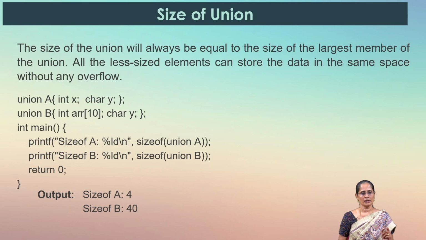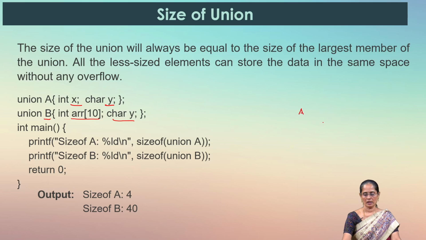I use a union with the name A, which has two members x and y of integer and character. I also include one more union B with an array of 10 integer elements and a character. In the main program, I want to find the size of union A and size of union B. In the first case, union A, I have an integer variable of size 4 bytes and a character variable of size 1 byte, for integer x and char y.